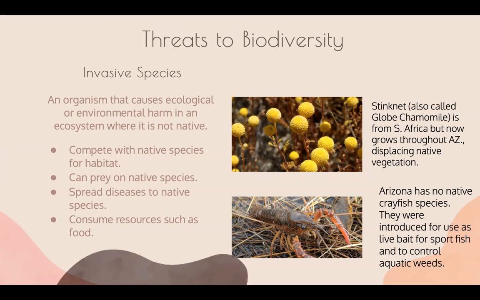Now, I put pictures of 2 invasive species here in Arizona that you've probably seen. So this plant on the top, we call it stinknet. It's also called globe chamomile. Now, it's originally from South Africa, but you can see it everywhere in people's yards, in the desert, and it is outcompeting our native vegetation. It's taking up a lot of water, taking up a lot of area, and it reproduces and spreads very easily. And on the bottom here, we have a crayfish. Arizona has no native crayfish species, but you will find these crayfish everywhere you go. If you look in a creek or the lake, there's crayfish. And these are, like I said, non-native, and they were originally introduced for sport fishing.